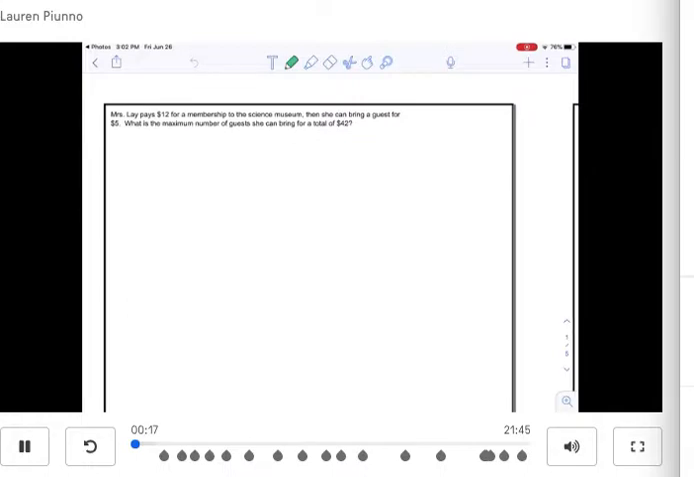Whenever I solve story problems, I always read the question multiple times because that tells you what you're solving for. It says, what is the maximum number of guests? So that's what you're solving for. So x is equal to the number of guests. So when you read the problem, just be thinking about how that's what we care about. We care about the guests.